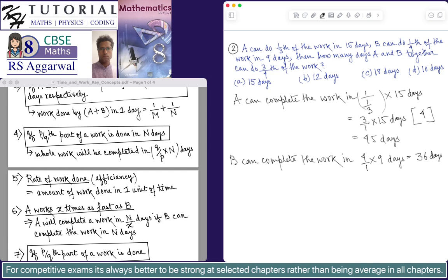if we can find the number of days that will be taken by A plus B to complete the whole work. Whole work means 1. Whole work is always considered as 1. So let's now find in how many days A and B working together will complete the whole of the work. But before that, we need to find what is the work done by A plus B in 1 day.